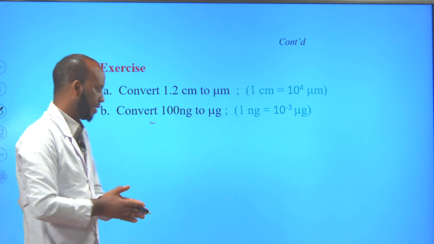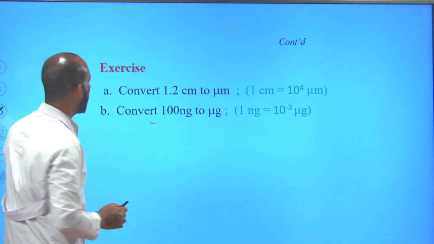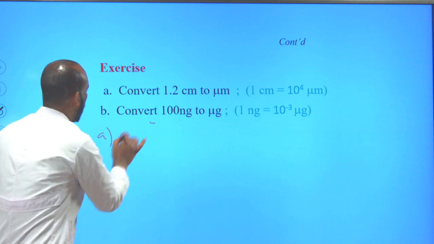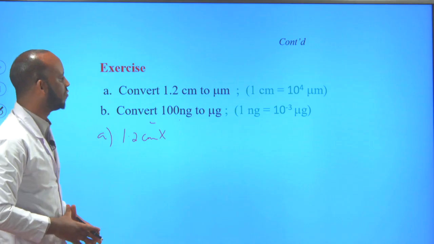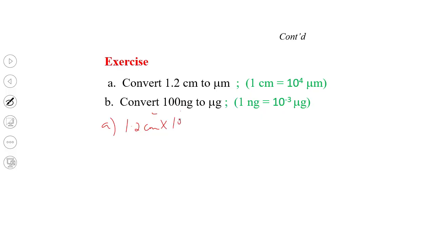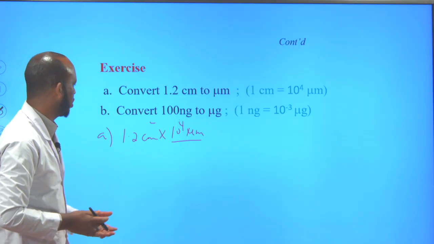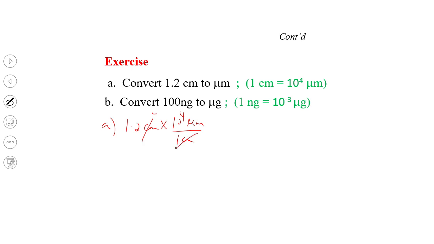Good. Let us do together. A. Convert 1.2 centimeter to micrometer. 1.2 centimeter times the unit of desired quantity, which is micrometer, 10 to the power of 4 micrometer, divided by the unit of original quantity, which is 1 centimeter. Centimeter will be cancelled by centimeter. Now this is the same as 1.2 times 10 to the power of 4 micrometer.